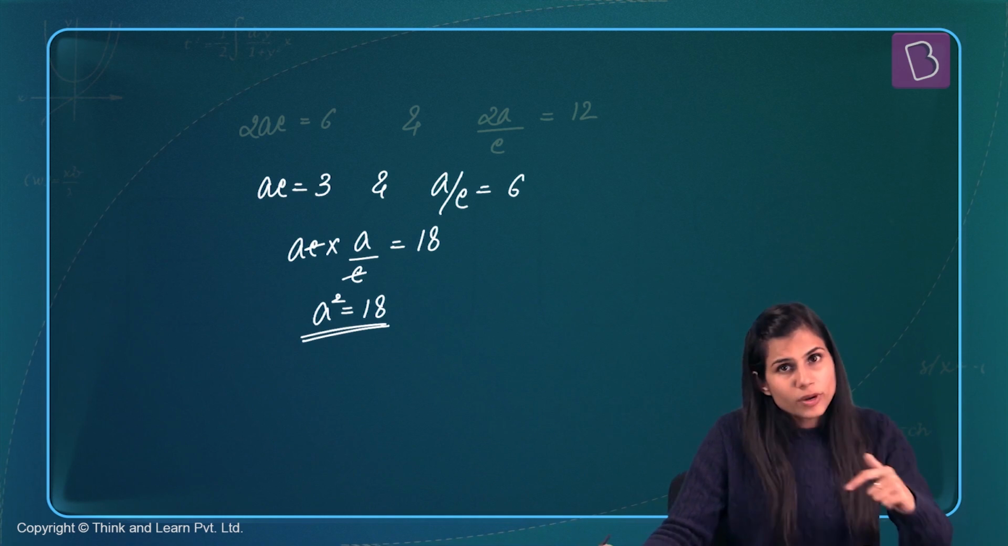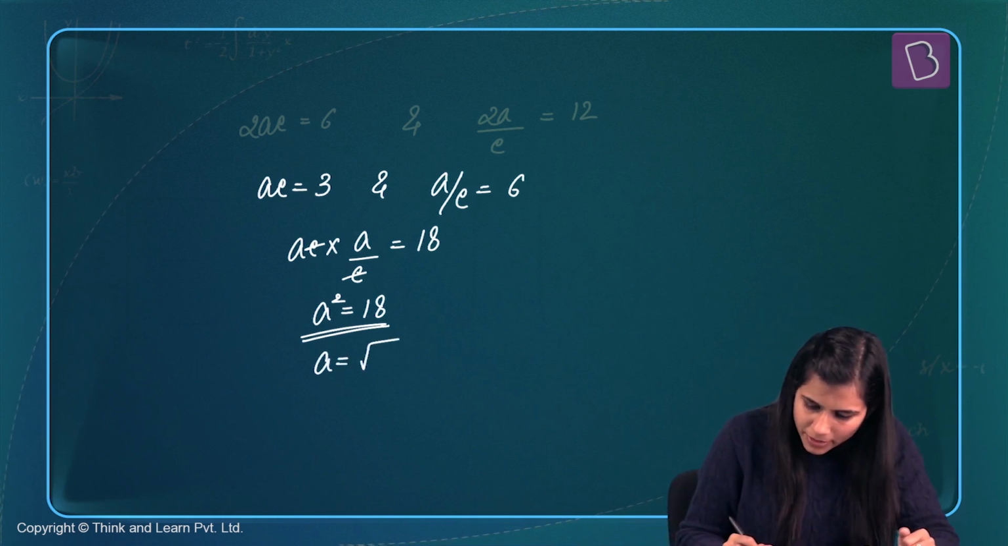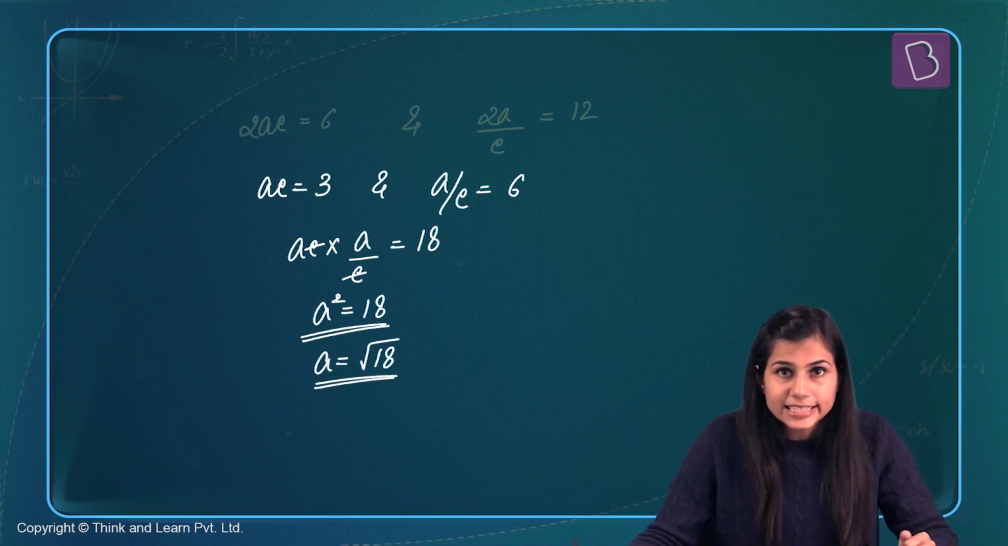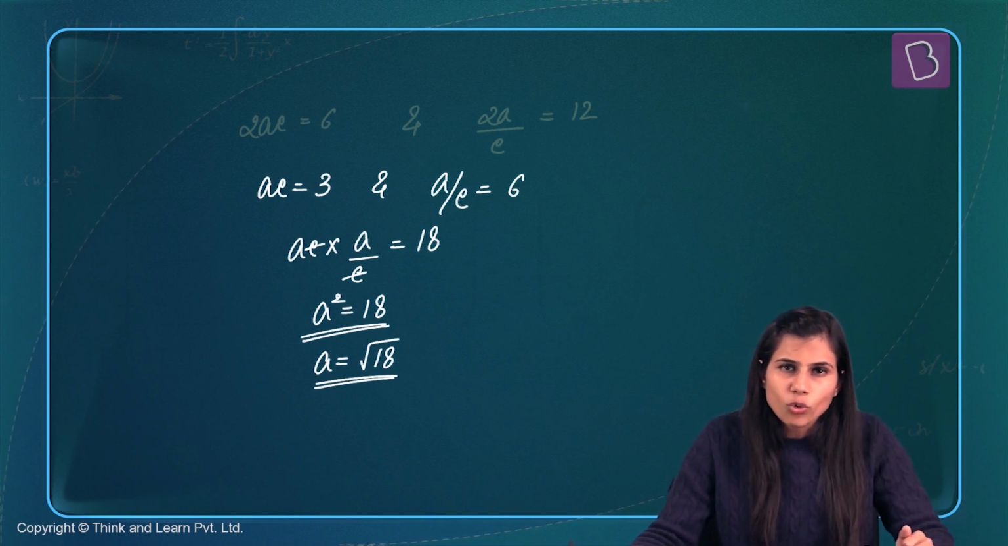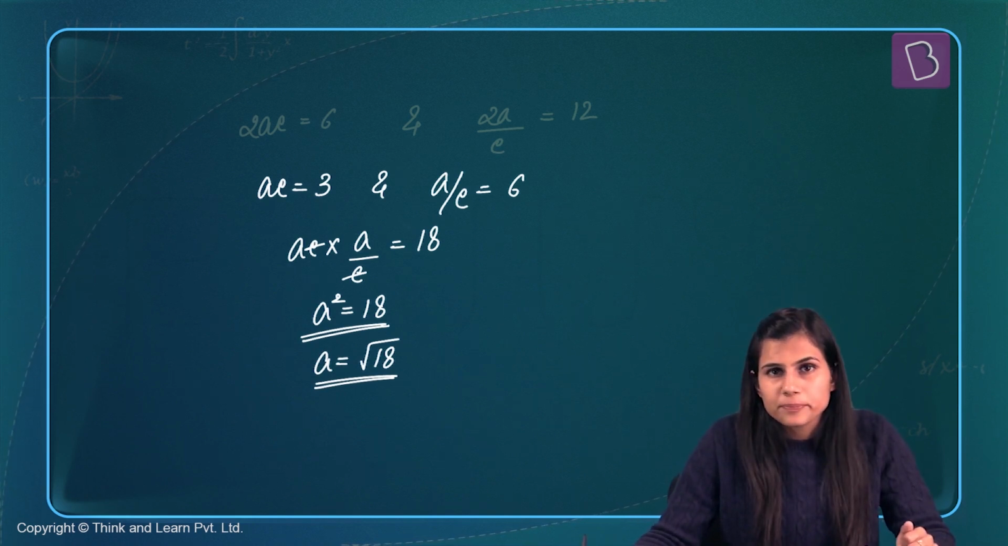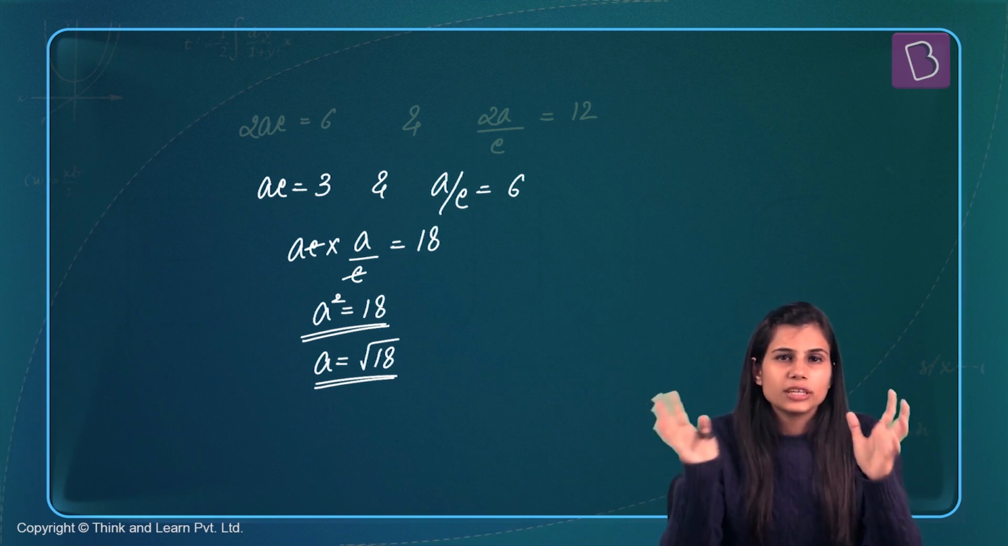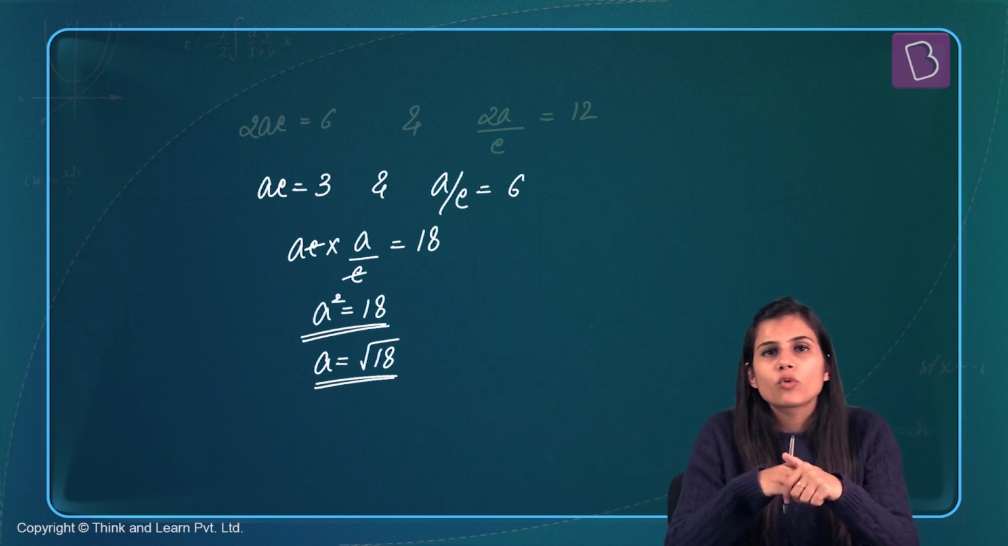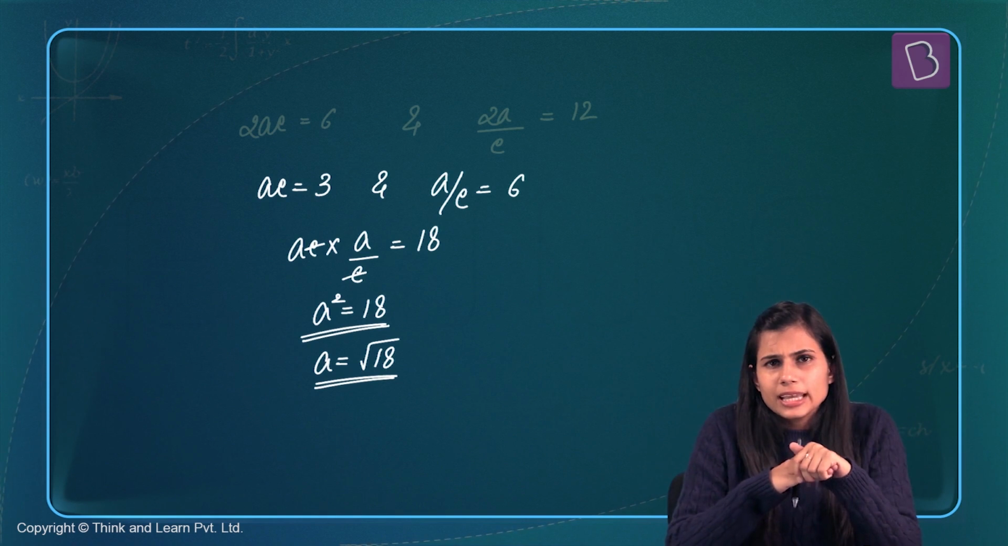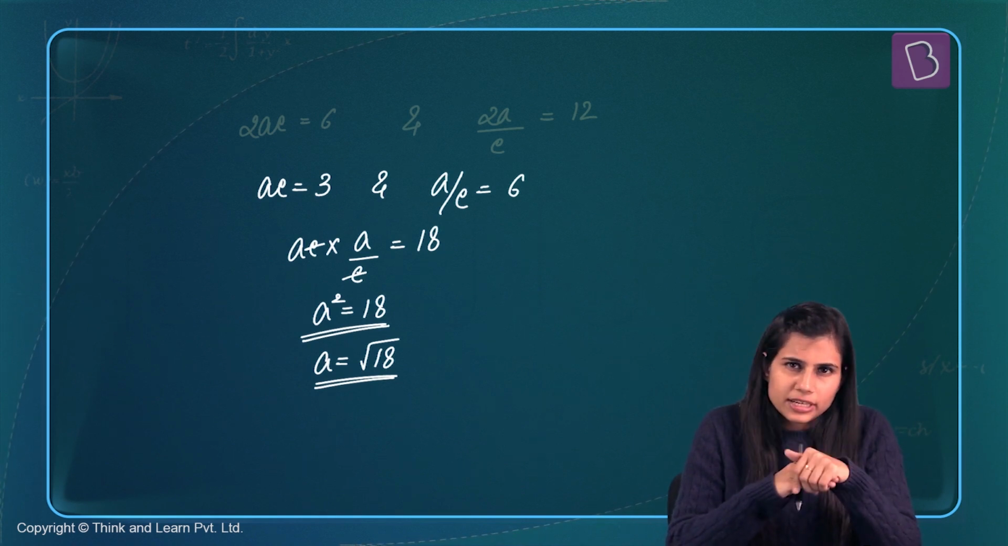Right. Now a square is known to us, a therefore is nothing but the positive square root of 18. Still b square is left to be known. How do I find out b square? Well, what is that relation which relates b square with the quantity a or a square? It's very simple. It's a standard thing that you would definitely be remembering.